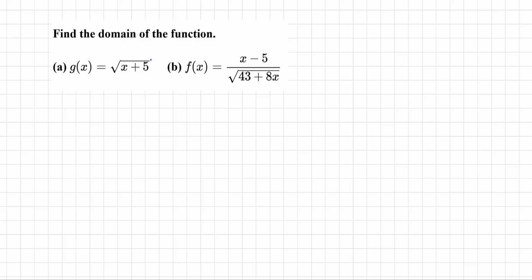Find the domain of the function. In part A, our function is j equals square root of x plus 5. So domain means we need to find the x values for which this function is defined.